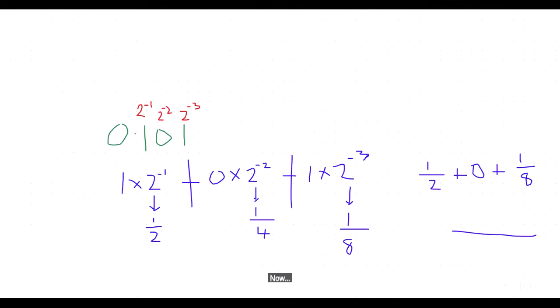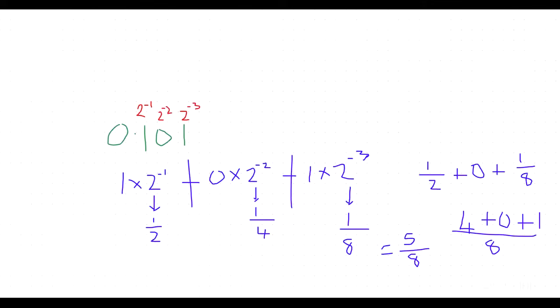Now, the LCM is 8. 8 divided by 2 is 4. Plus this is 0. Plus this is 1. So we get 5 over 8. I hope there was no mistake. So we get 5 over 8. That's the answer. Correct me if there's a place I made a mistake, please.